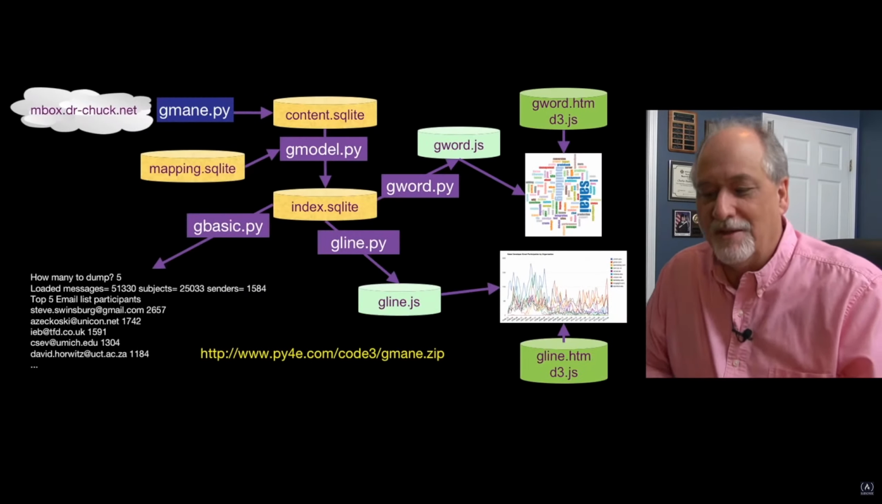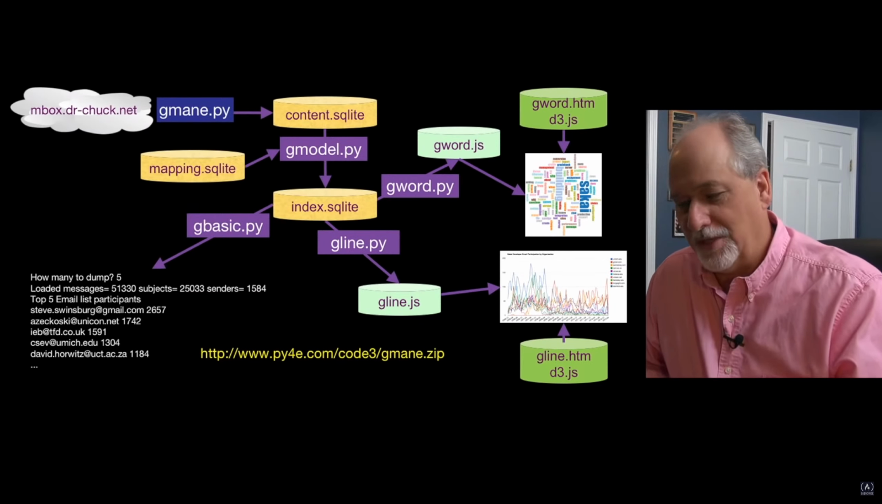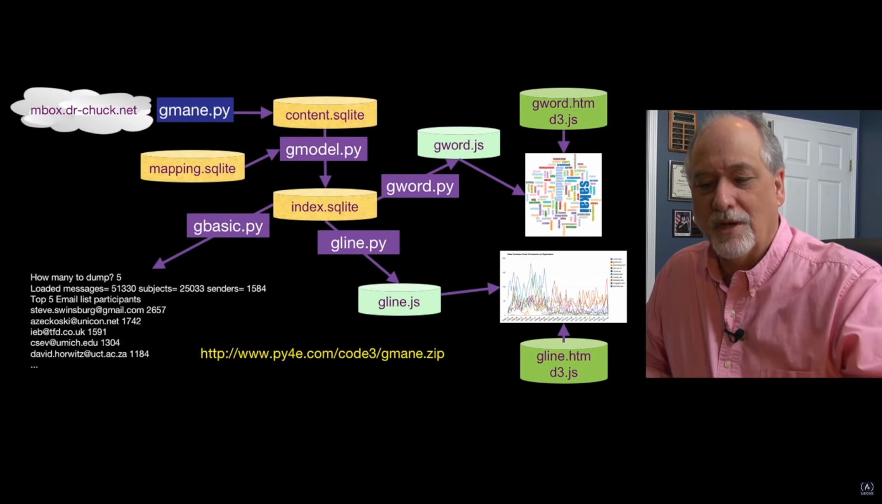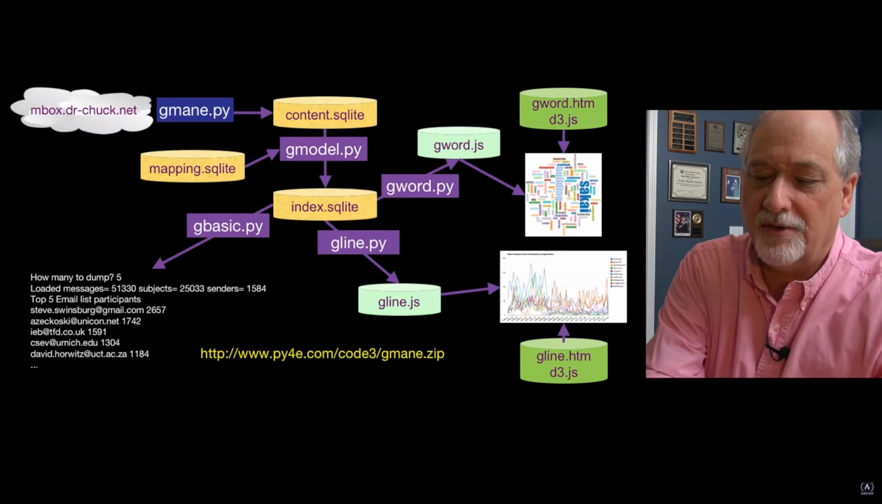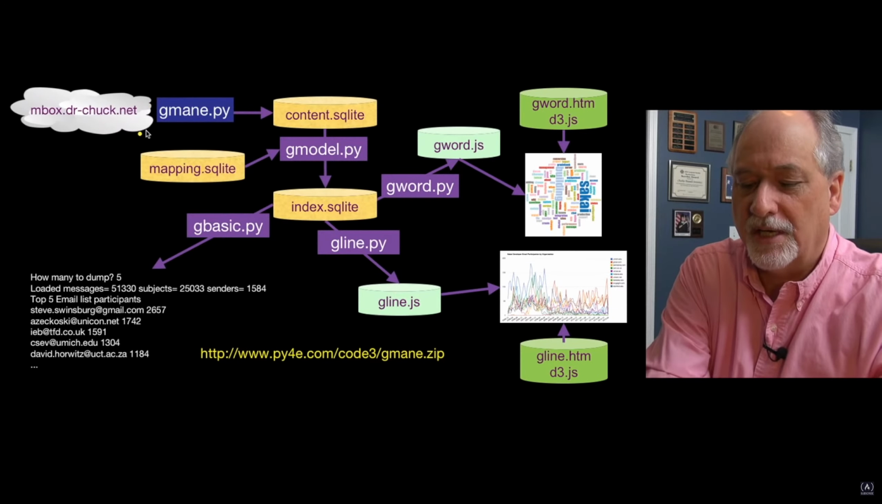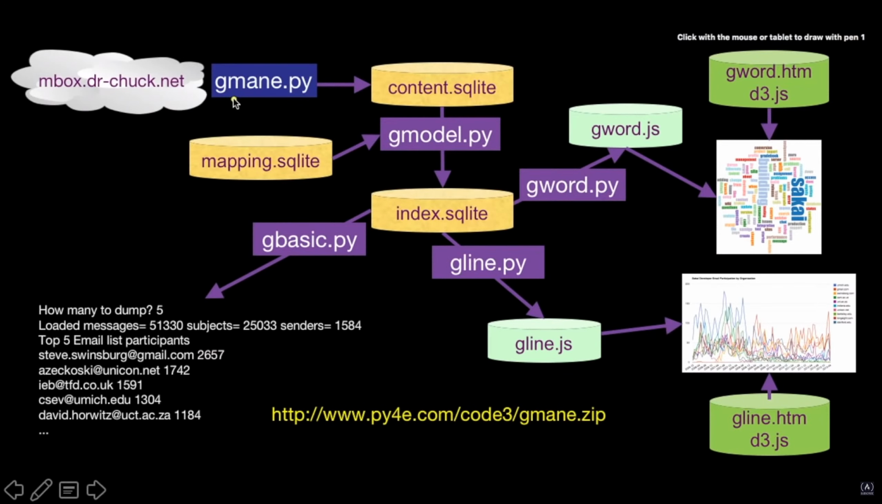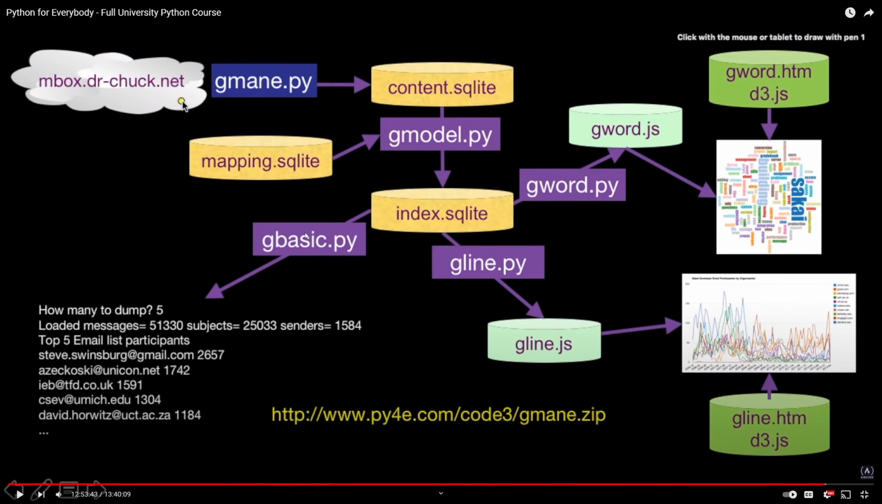So here's basically the flow of the data in this particular one. You are going to have the restartable spider that talks to the API, mbox.drchuck.net, which has a scalable copy of all this information.